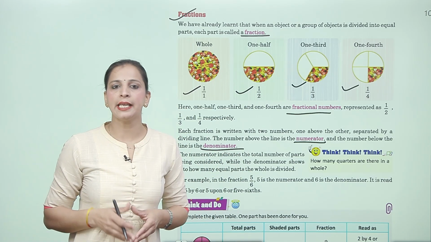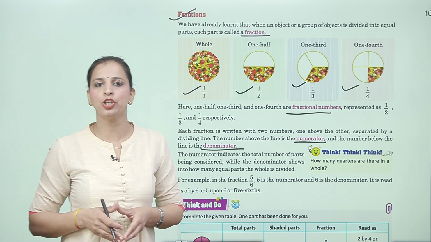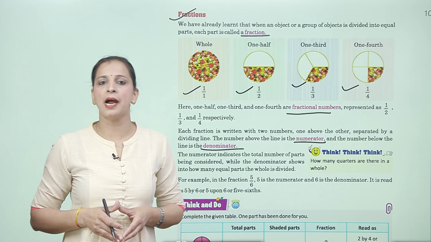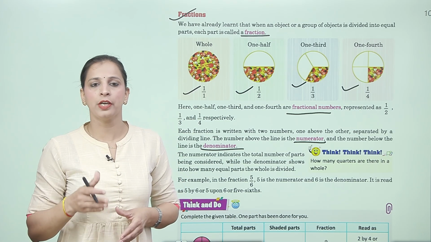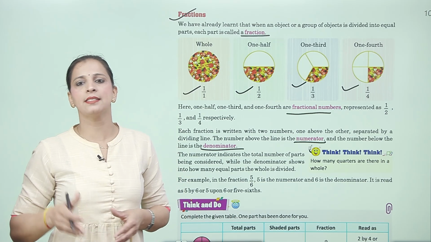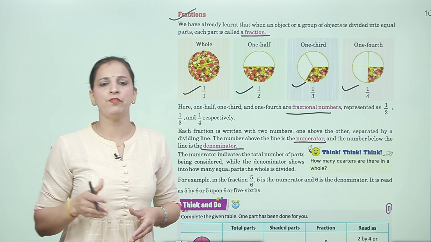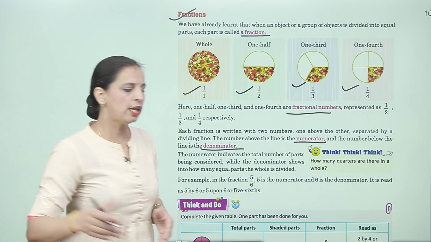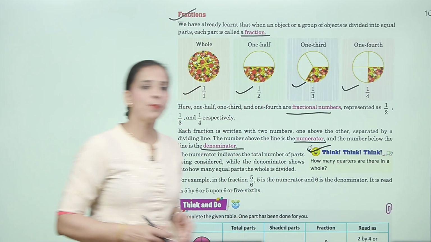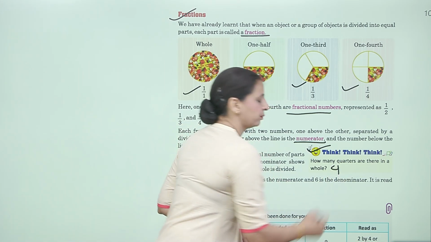The numerator indicates the total number of parts being considered, while the denominator shows into how many equal parts the whole is divided. For example, in the fraction 5 upon 6, 5 is the numerator and 6 is the denominator. It is read as 5 by 6 or 5 upon 6 or 5/6. Now think. How many quarters are there in a whole? 4 quarters.